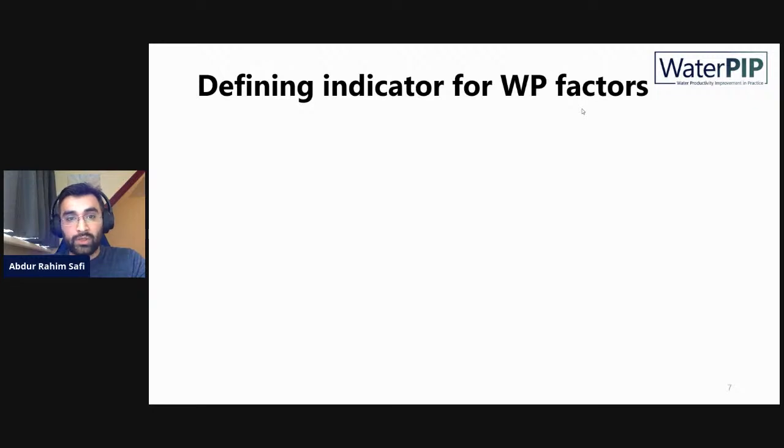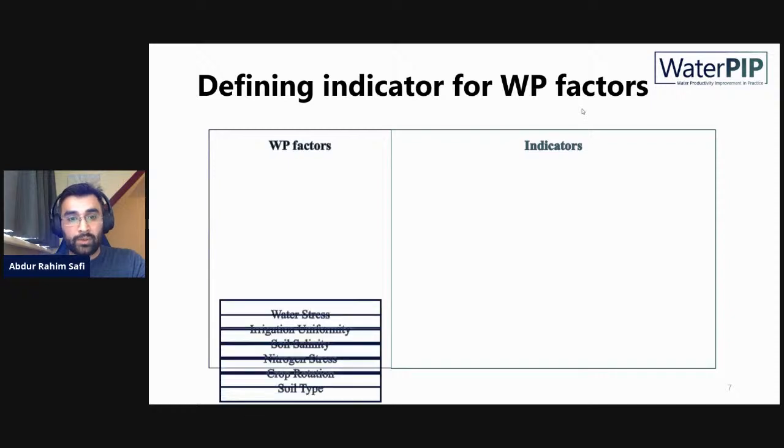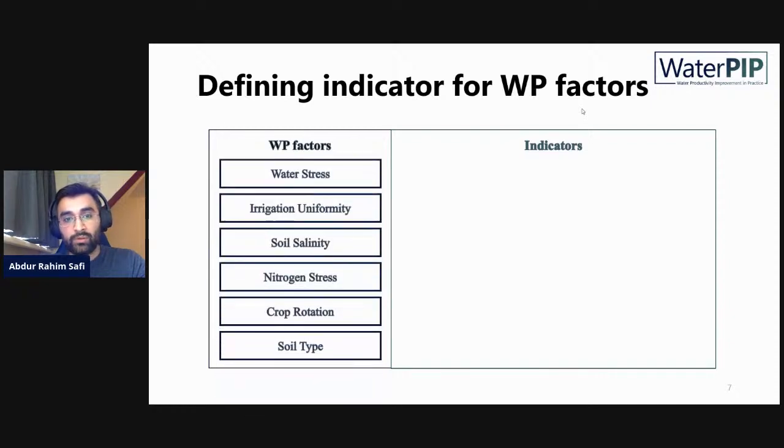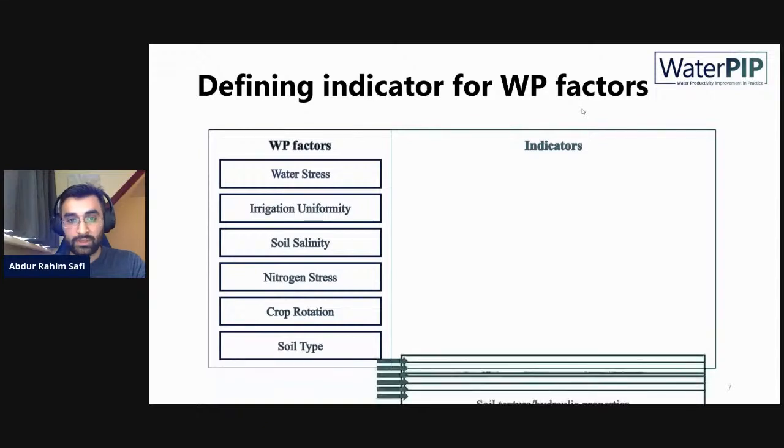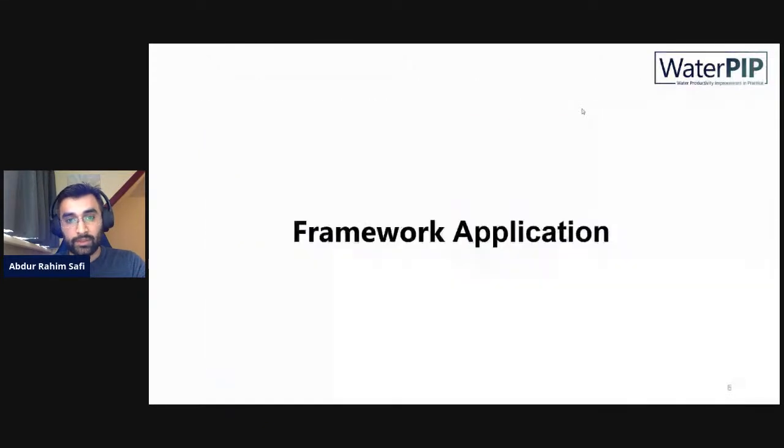And the third one is to define indicators for water productivity. So this is the list of the water productivity factors, and then the indicator for each factor. I will be discussing each indicator and factor in the next slides. And we applied this framework to the Bekaa Valley in Lebanon.